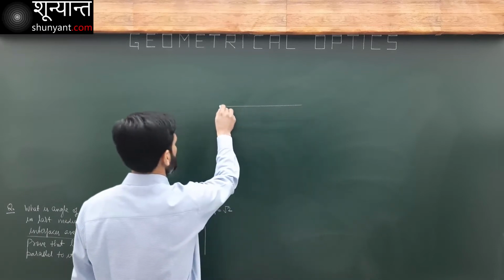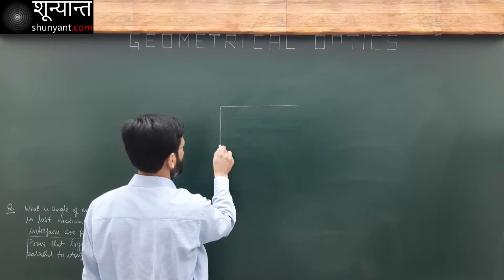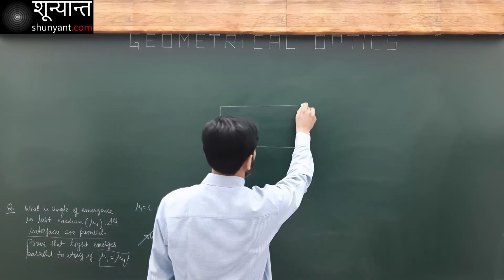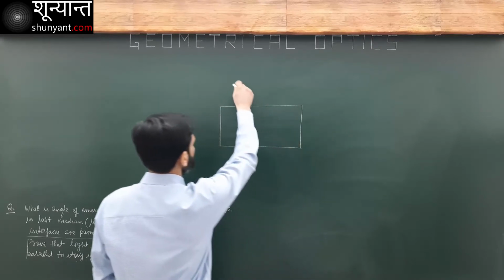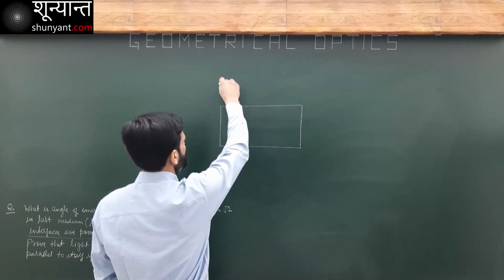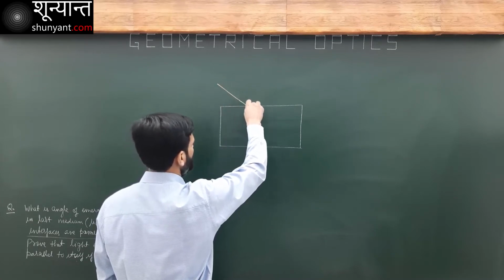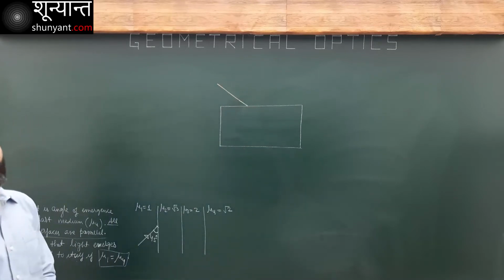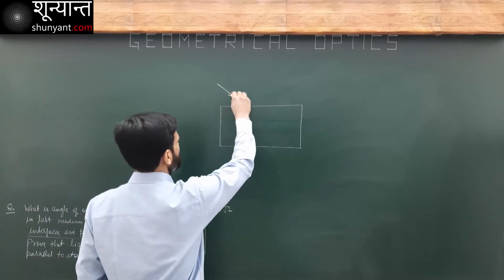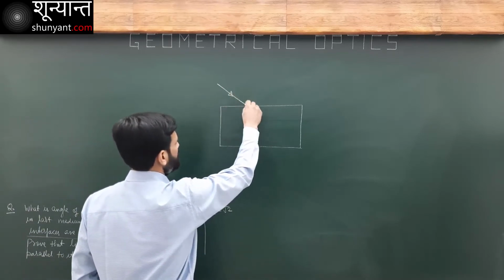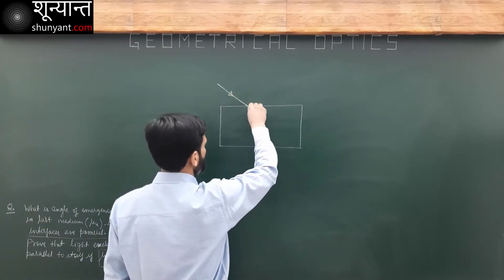Okay, I have this slab here. Let's say this is my slab. Light is incident at some angle. Let's say it is incident here, like this. Okay? It is incident in this direction. This becomes my original direction.